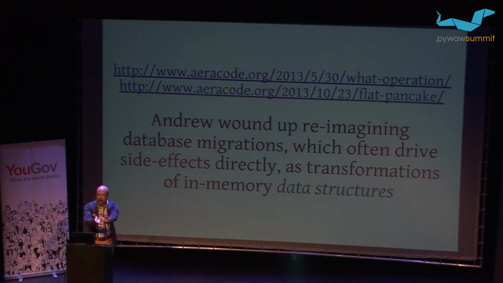The architecture he wound up arriving at was that he reimagined how you might do database migrations, which often drive side effects directly, as transformations of in-memory data structures. Many, including, I believe, his own South library, many database migration libraries simply have routines where you say, all right, this model needs to change to look like that, and it goes and talks to a database.